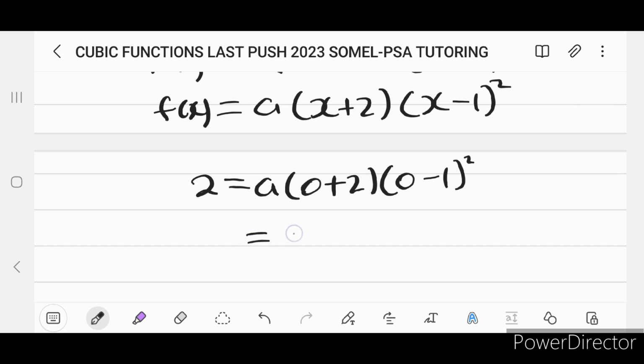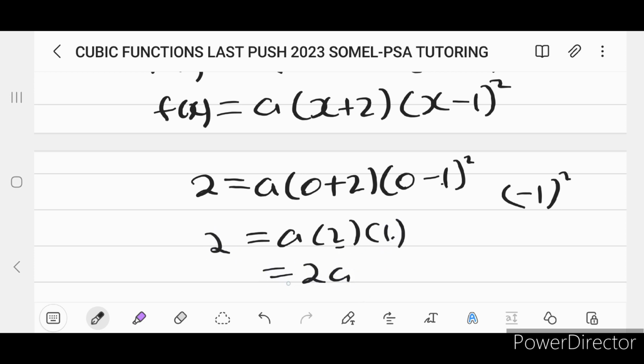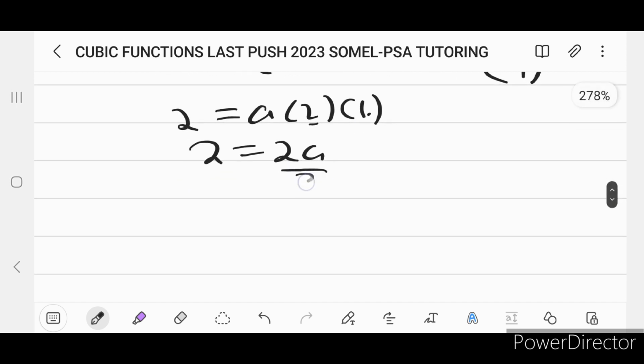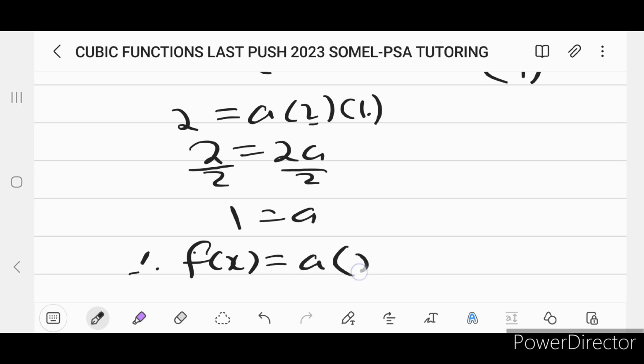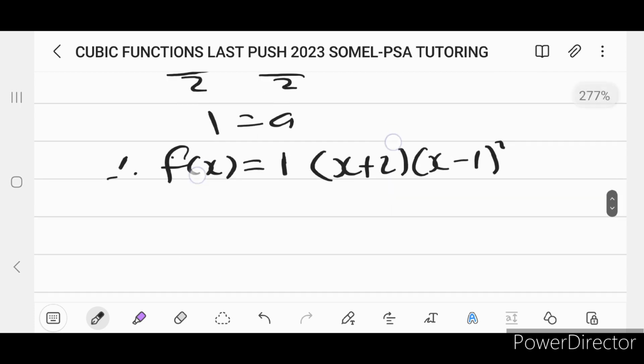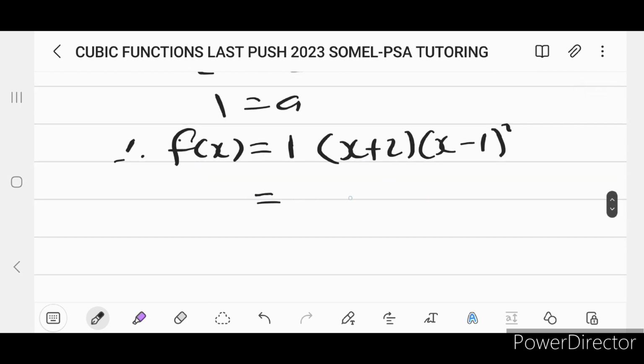Therefore, 0 plus 2 is 2. And then 0 minus 1 is going to be minus 1, and minus 1 squared is positive 1. So 2 times 1 is 2. So I'm having 2a equals 2. Dividing both sides by 2, my a is 1. Therefore, I go back. F of x equals a, x plus 2, and x minus 1 squared. And then I can substitute my a is 1. I've just found it. And then I multiply out the brackets.